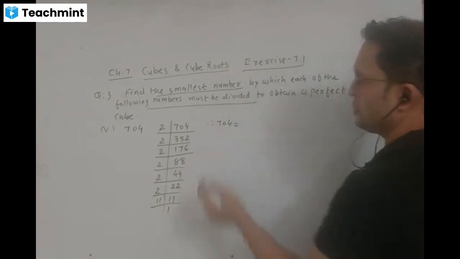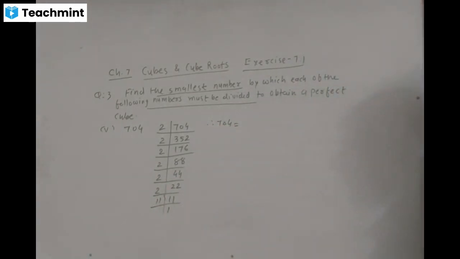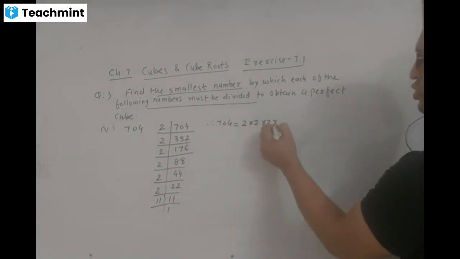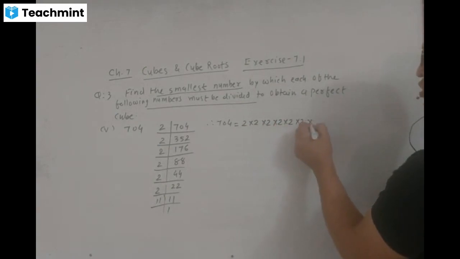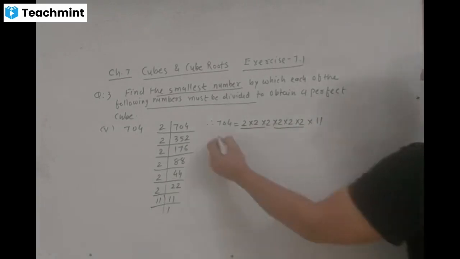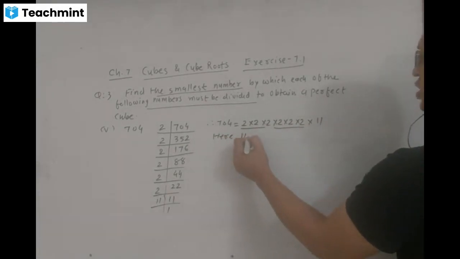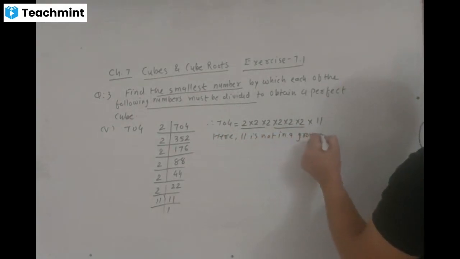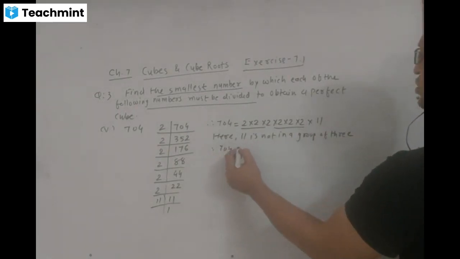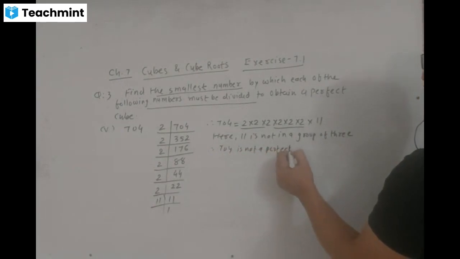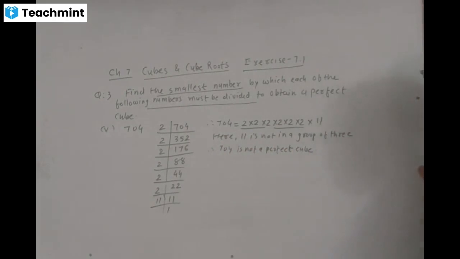Therefore, prime factor of 704: 2 into 2 into 2, 2 into 2 into 2 into 11. Here 11 is not in a group of 3. Therefore, 704 is not a perfect cube.